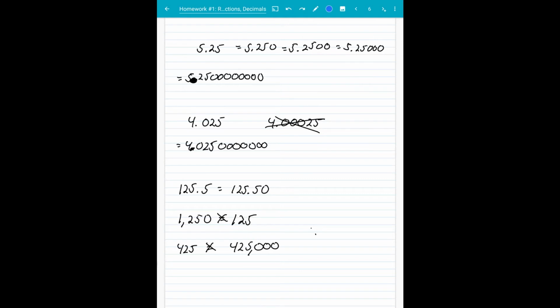Zeros on the right side of the decimal are fine. Zeros on the left side, they make the number different. So just watch out for that whenever you're doing all these rounding numbers.